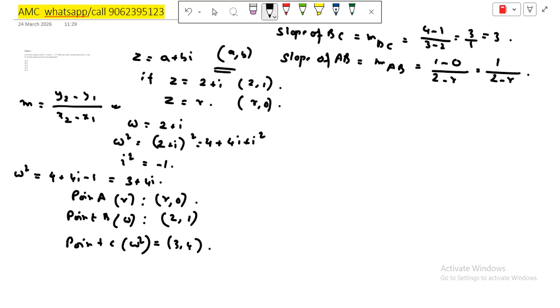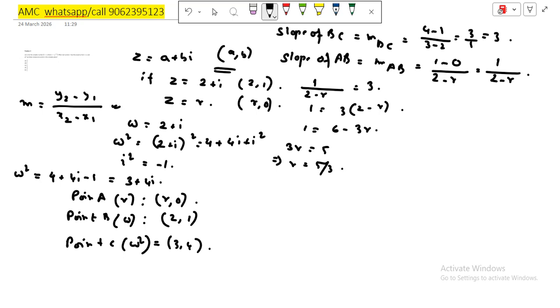And now the matchmaking, since they are on the same line, m_AB must be equal to m_BC, right? So 1 by (2 minus r) will be equal to 3. So 1 is equal to 3 into (2 minus r). So 1 is 6 minus 3r. So 3r will be 5. So r will be 5 by 3, right?